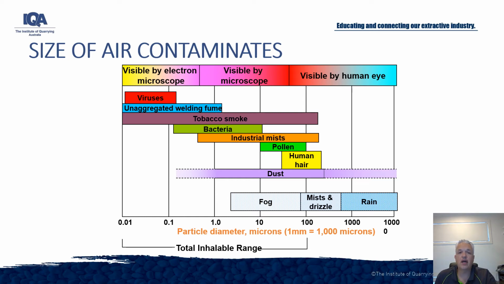If we look at whether they are visible or not, roughly from 100 micron upwards is visible to the human eye. Below that, it's only visible by microscope. Once you get down to less than 1 micron, you really need an electron microscope to see those particles. So the respirable dust you cannot see under normal light. This just gives you an idea of where our dust sits compared to other contaminants that you may be exposed to through your normal life.